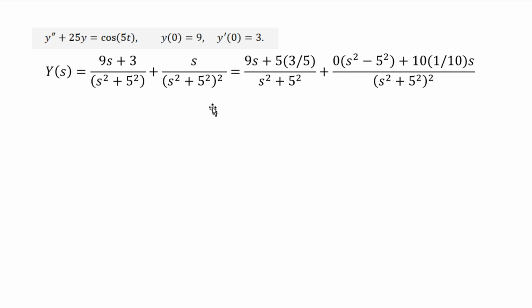And then once you have it in this form, then you can just read off to figure out the y of t. The inverse transform of s over s squared plus 5 squared is cosine 5t. 5 over s squared plus 5 squared is sine 5t. And then 10s over s squared plus 5 squared, squared is t times sine 5t. And then you have this 1/10 coming from this 1/10. Okay, 3/5 goes here. So that's the answer.